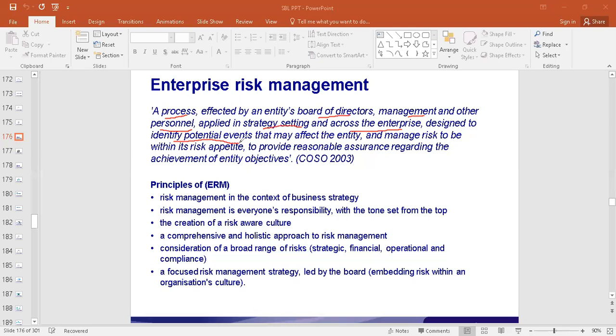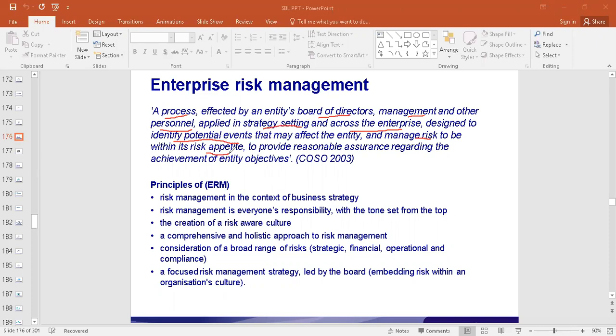ERM would be identifying, this process will be identifying the potential events that can affect the entity, and manage risk to be within its risk appetite. What is risk appetite? Within its risk appetite, to provide reasonable assurance that the objectives of the organization would be achieved.